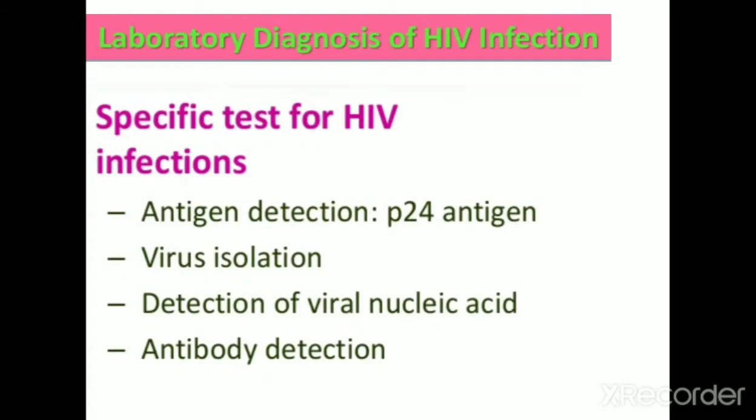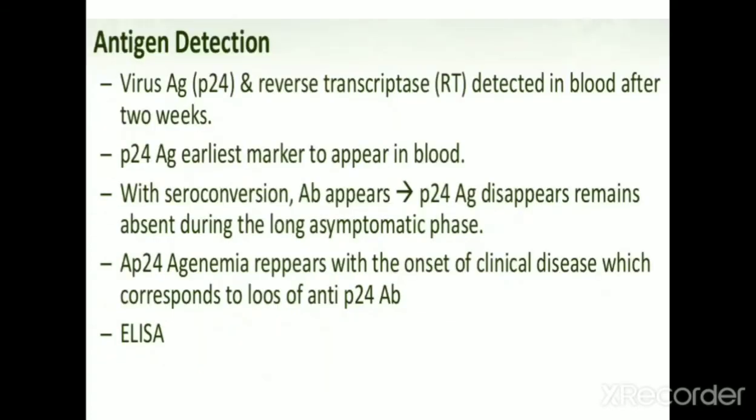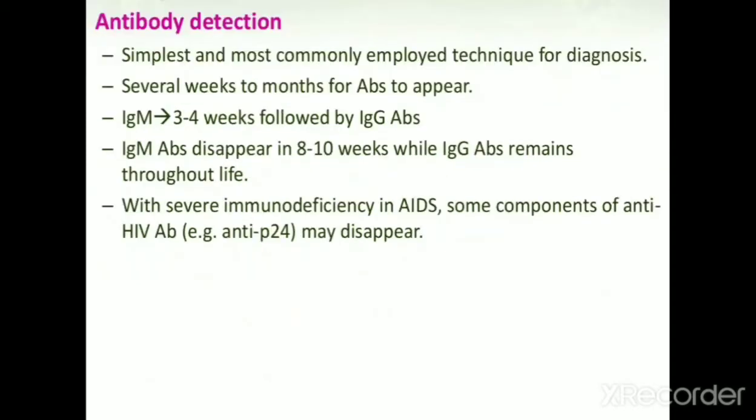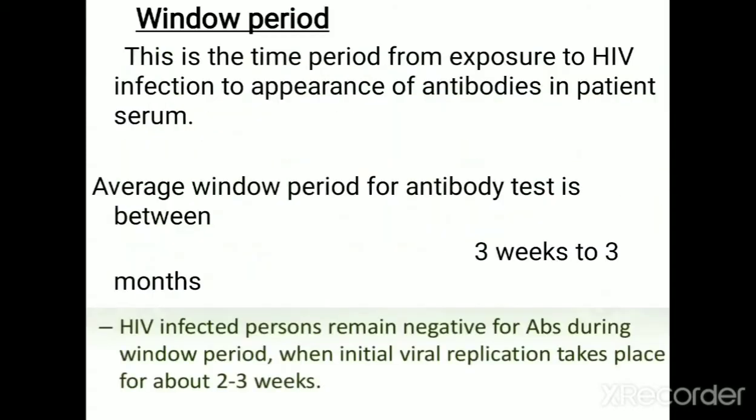Others are viral isolation, detection of viral nucleic acid, and antibody detection. For detection of viral nucleic acid, the method is RT-PCR. So window period, this part is important for you. What is the window period? This is the time period from the exposure to HIV infection to the appearance of a detectable amount of antibodies in patient serum. The average window period for HIV infection ranges from 3 weeks to 3 months.